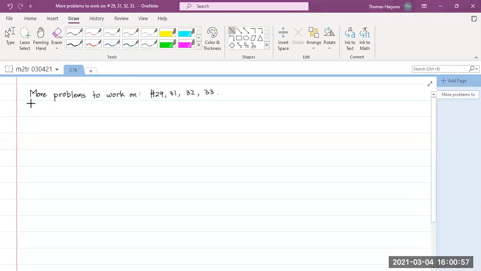Last time we only did 2 problems from this section 2.1, even though it's supposed to be enough already. But I would like to spend more time doing some more work. Okay. Number 29.